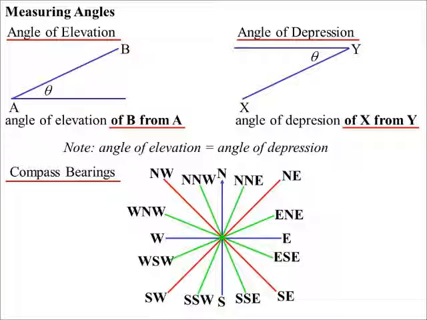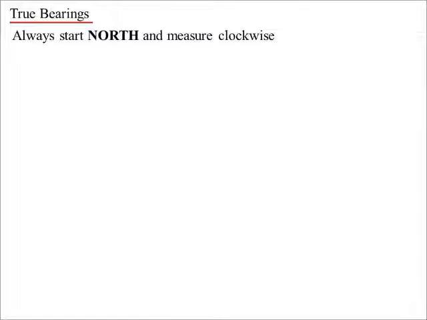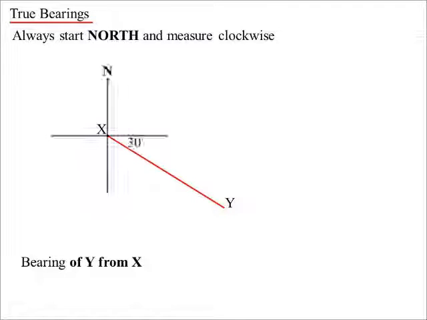And then we start going to simply, well, I'm going to start at north or I'm going to start at south, and I'm going to go so many degrees towards the east or the west. Now, a true bearing, we always start at north and go clockwise. So there's X, there's Y. The bearing of Y from X, so I'm looking at Y, I'm standing at X. In this particular one, if that's 30 degrees, that would have a true bearing of 120 degrees. Start at north, go around.